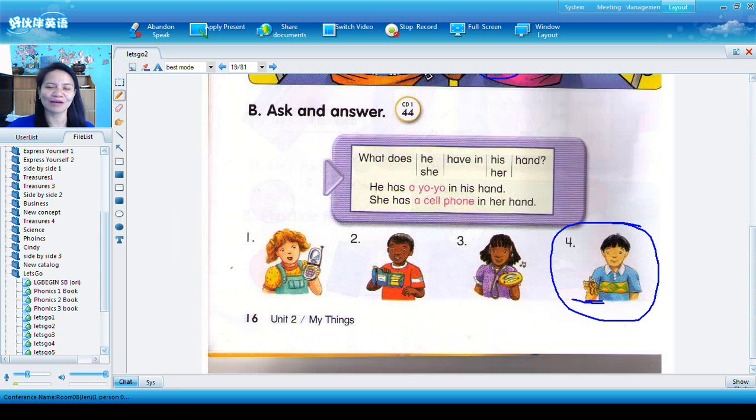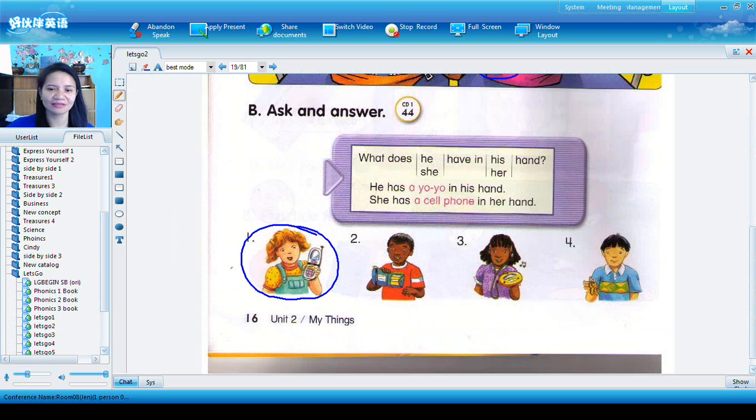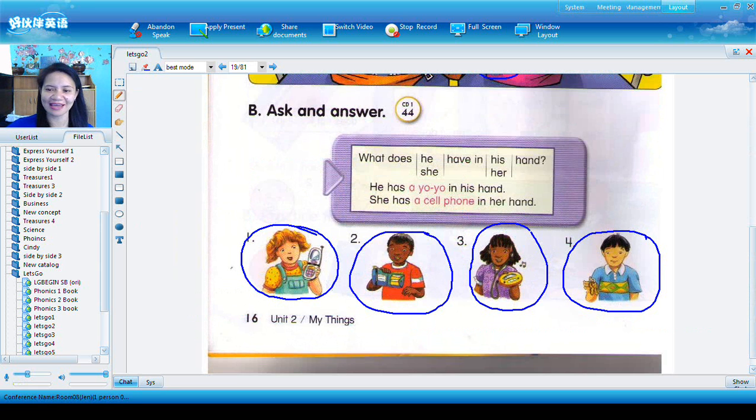All right. Now, let's have a review here. You can also say, she has a cell phone in her hand. And here, you can also say, he has a wallet in his hand. And look at this girl. You can also say, she has a music player in her hand. And this boy, you can also say, he has a keychain in his hand.